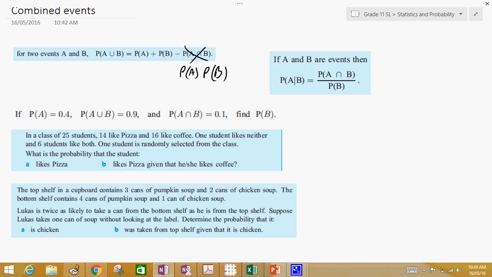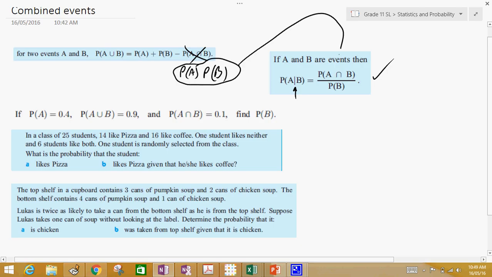The last formula that's given is this one, where the probability of A given B is equal to the probability of A and B divided by the probability of B. Once again, if it's independent, you could use the probability of A and B is equal to the probability of A times the probability of B, meaning the probability of B would cancel out, and therefore the probability of A given B is equal to the probability of A.